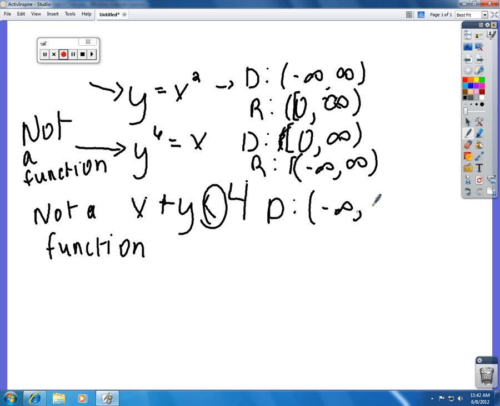Domain and range for this one. My infinity sign looked terrible. I apologize. Whoa, that one's not even close. That's supposed to be an infinity sign. I apologize. All right.